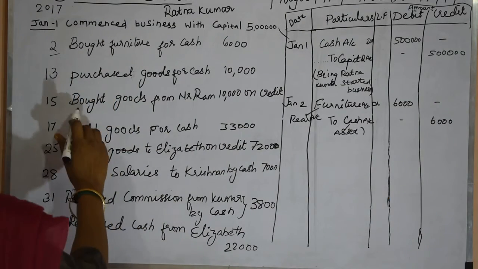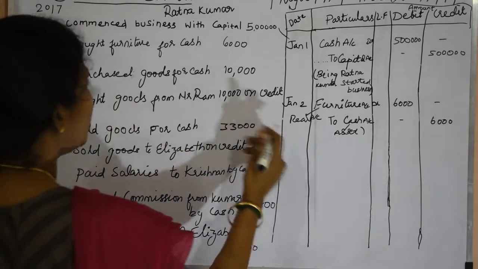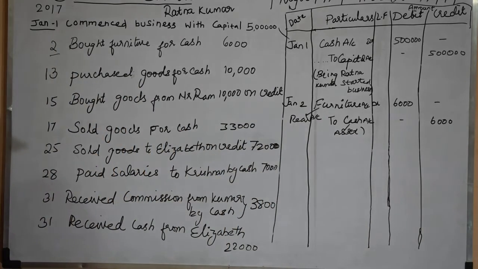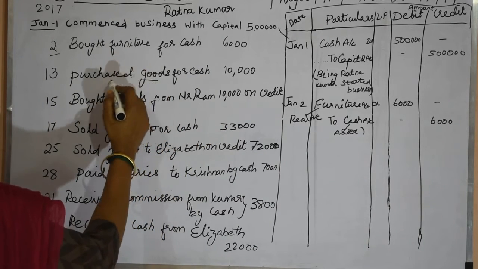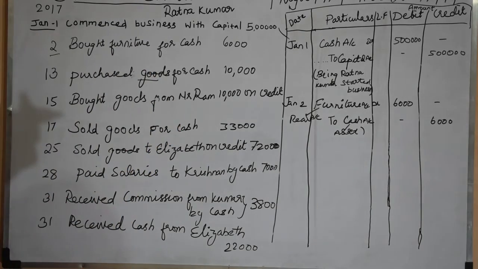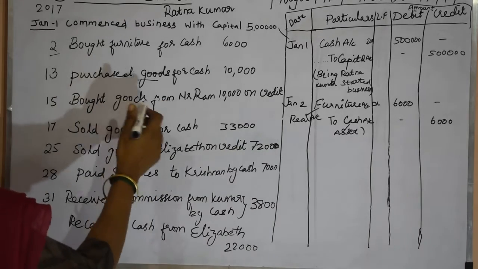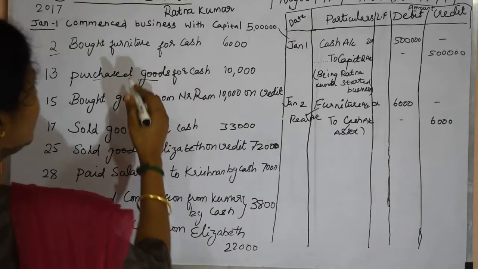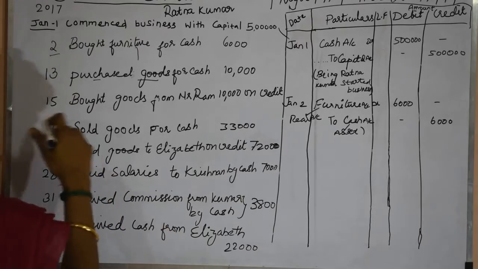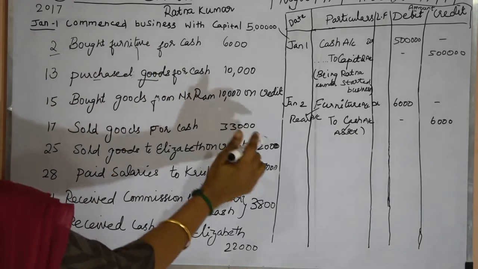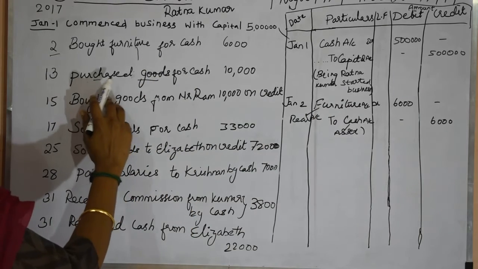Next one, this one I left. The 13th, purchased goods for cash. He is purchasing goods for cash, 10,000. He doesn't mention what goods he bought. Whether it is furniture or computer, whatever goods, we have to write purchase only. If the name is specified, whether furniture, computer or machinery, we have to write the name. Here we have to write only purchase. So purchase account debtor to cash.